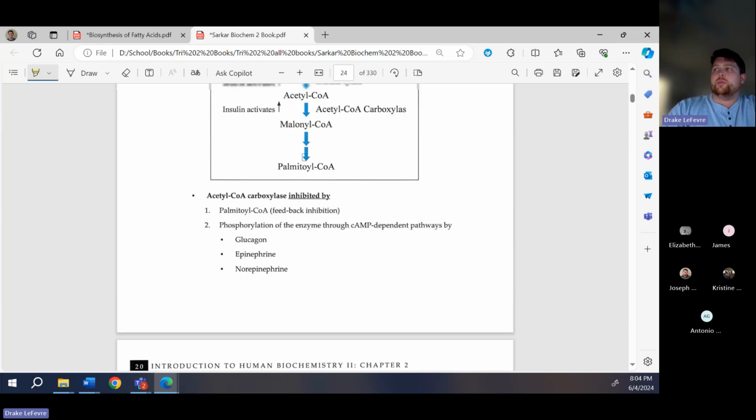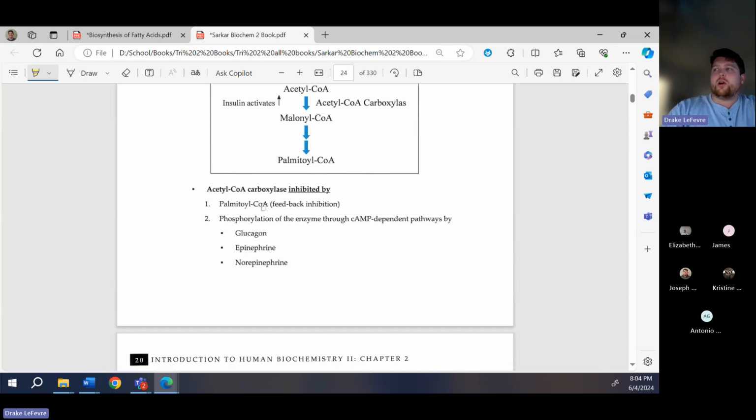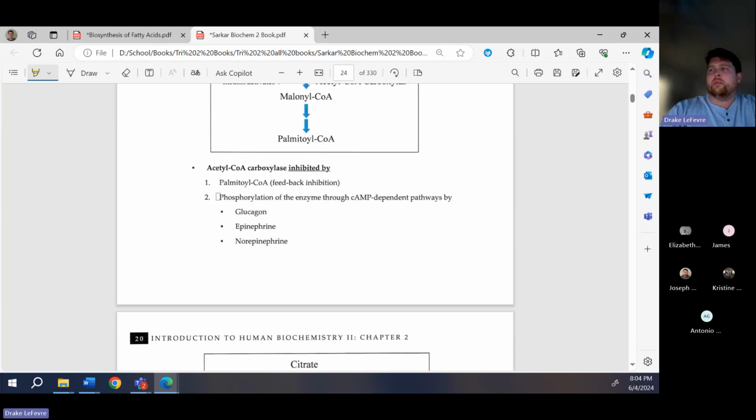And some of the things that are going to inhibit it: palmitoyl-CoA does the feedback inhibition, that negative feedback. Also, we can get phosphorylation of the acetyl-CoA carboxylase through cAMP-dependent pathways. Remember cAMP-dependent pathways? Those are our G protein coupled stuff. Remember those processes a little bit? So like glucagon, epinephrine, norepinephrine, when we have those guys, that's going to inhibit the acetyl-CoA carboxylase.